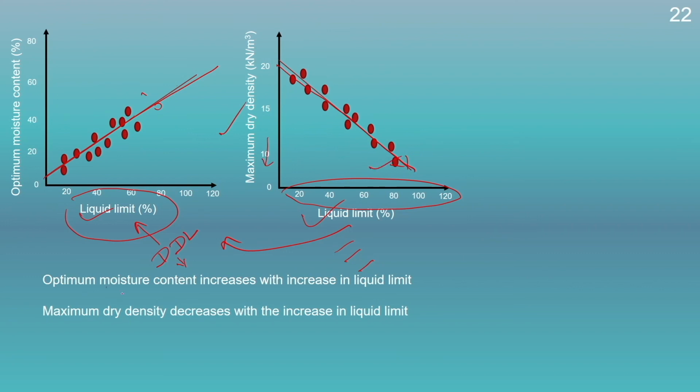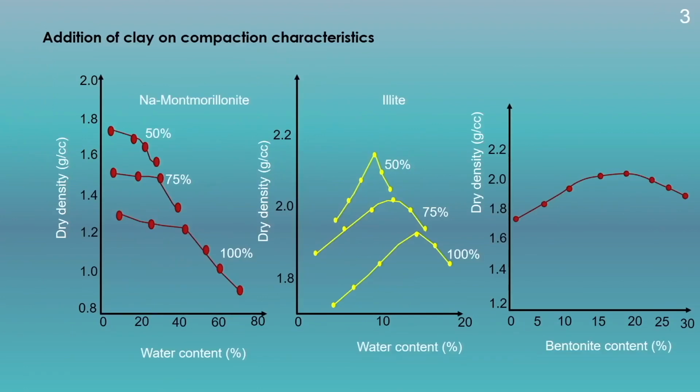So, here we can conclude that optimum moisture content increases with increase in the liquid limit, and maximum dry density will decrease with increase in the liquid limit of the montmorillonite soil. However, to increase the maximum dry density or decrease the optimum moisture content, we can add different non-expansive soil to montmorillonite. So, here we will see the effect of adding non-expansive soil to montmorillonite and illite, and their impact on the dry density and water content.